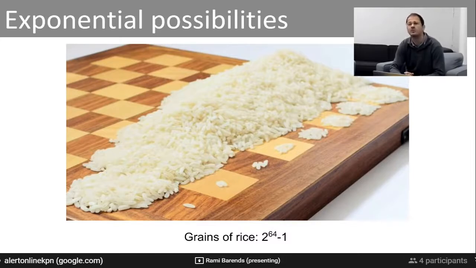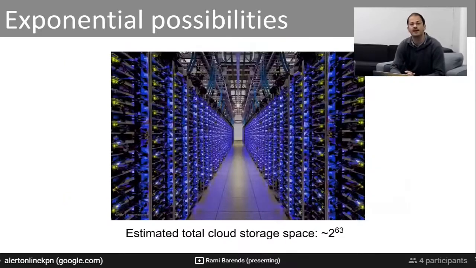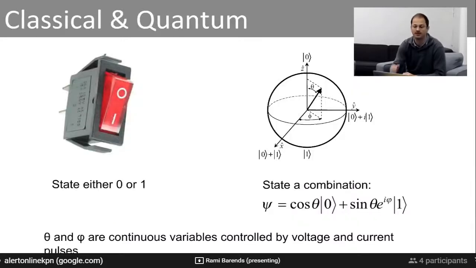And that's because 2^64 is quite a large number. It really shows the power of the exponent. And in fact, estimates of the total cloud storage space are in that range. Now, these storage data centers are quite big. They're full of electronics, hard drives, and wiring. And that's because you have to store states classically in a bit. Essentially, a bit is a miniature switch. The state is either 0 or 1.